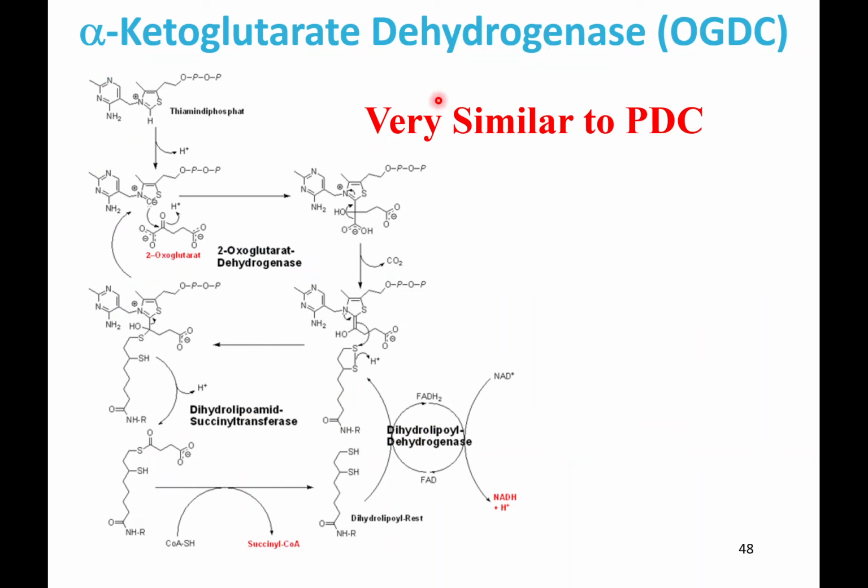As I mentioned, this is alpha-ketoglutarate dehydrogenase. It's a complex. You see it abbreviated as OGDC sometimes, or alpha-KGDH.